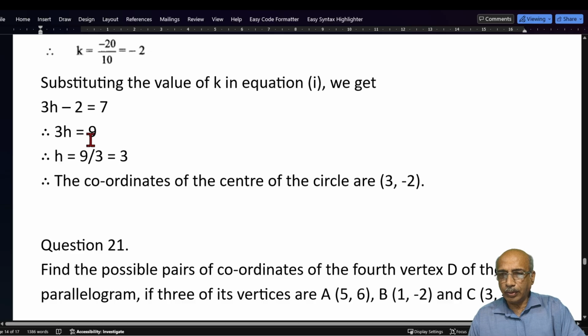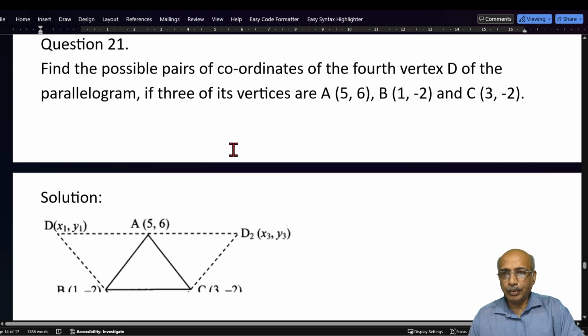Therefore, 3h equals 7; the minus 2 will come to this side and become plus 2. That will be 7 plus 2, 9. And 9 divided by 3 is 3. So the value of h will be 3. The coordinates of the center of the circle are 3 and minus 2.